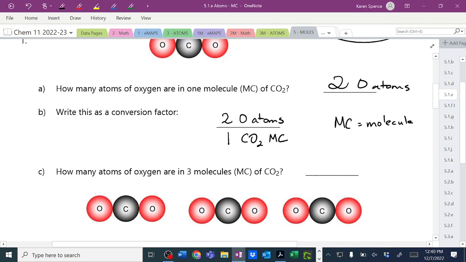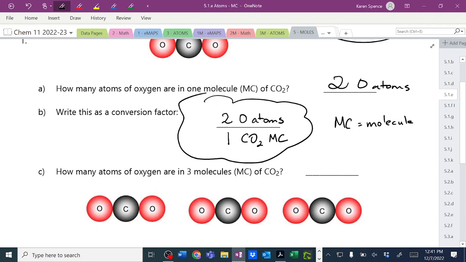So if you're at university or studying chemistry somewhere, you might want to ask your professor, or whoever's marking your stuff, what you can use instead of writing out the whole word, because it's just far too long. Okay, we have a little lovely conversion factor here. How many atoms of oxygen are there in 3 molecules of CO2? There are 1, 2, 3, 4, 5, 6.